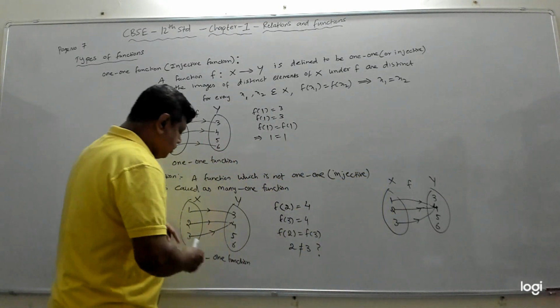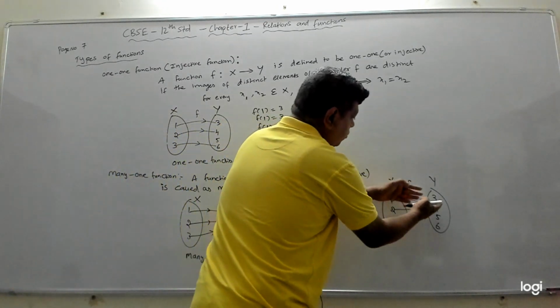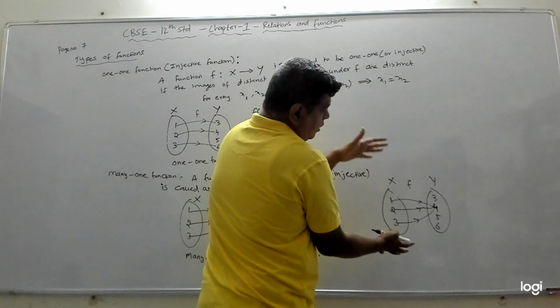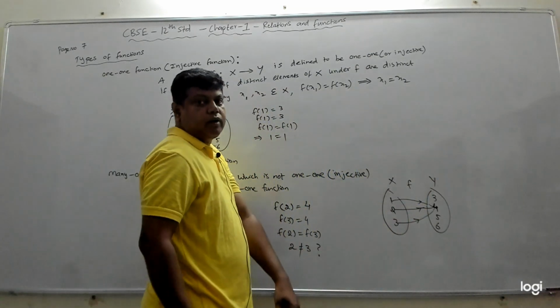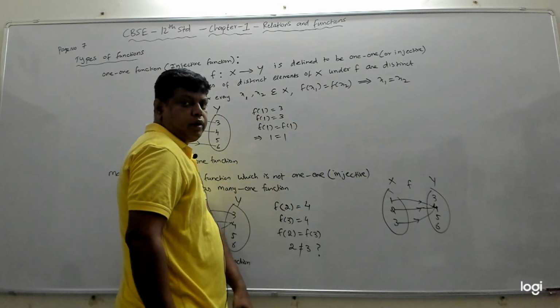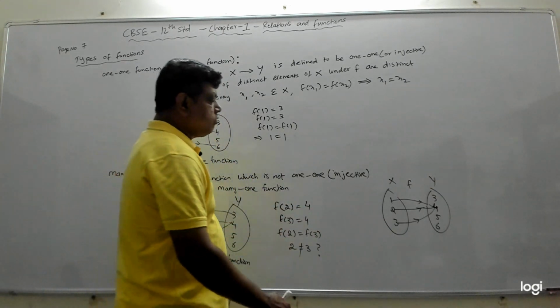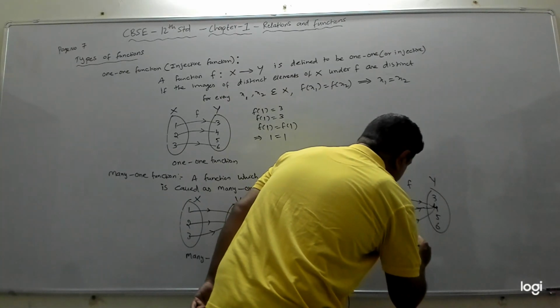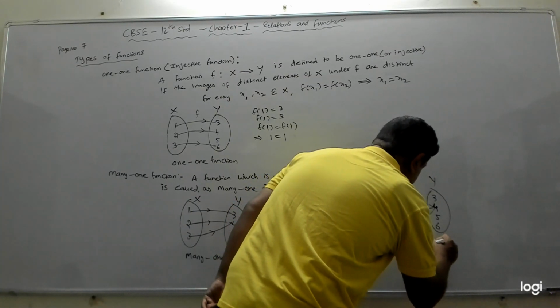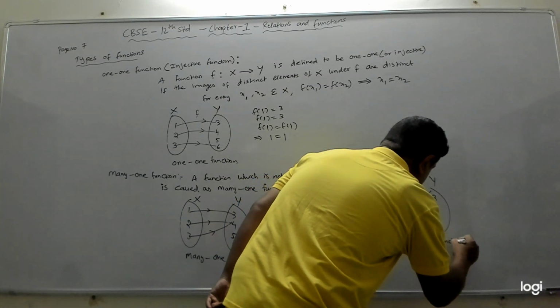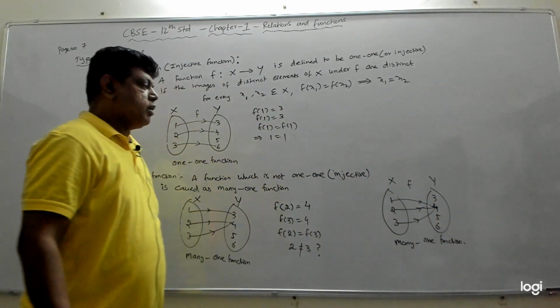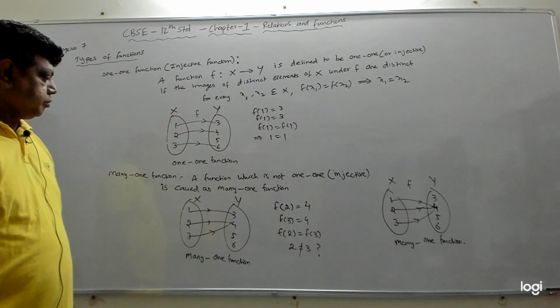It's not like only 2 elements should go to 1. Even 3 elements can go to 1 element here, or a bunch of 10 elements also can go to 1 element. Right? So it is a many to 1 function. Many to 1 function. Fine.